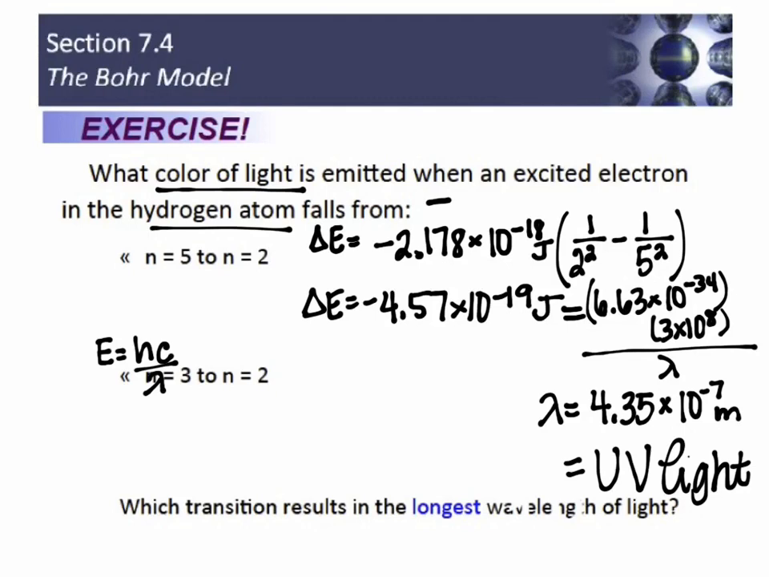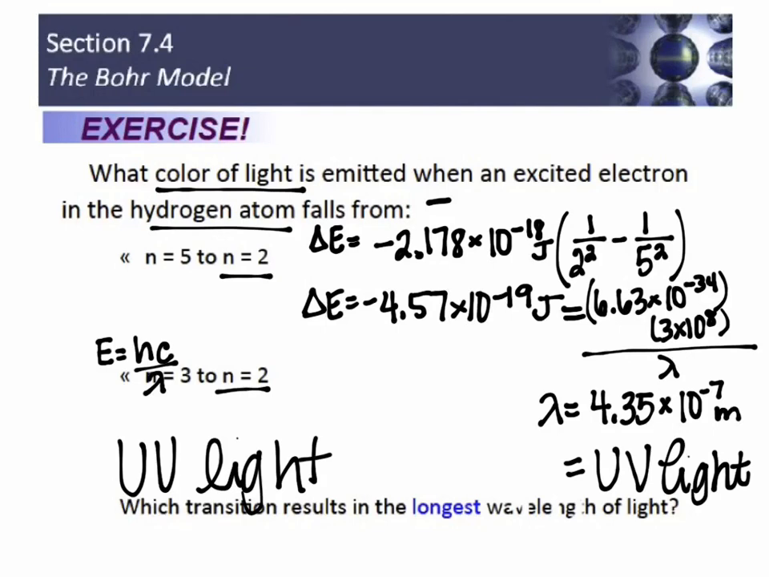So the thing is, anytime you land at N2, you're going to emit UV light. Anytime an electron falls to N2, you get UV light. If it falls to N1, you get visible light.